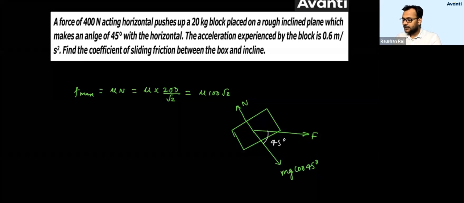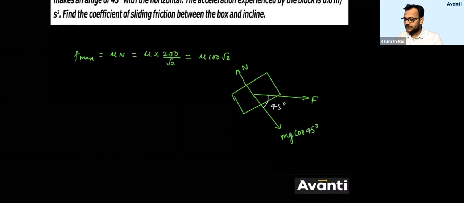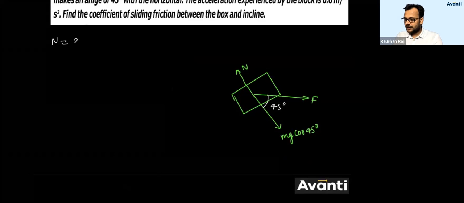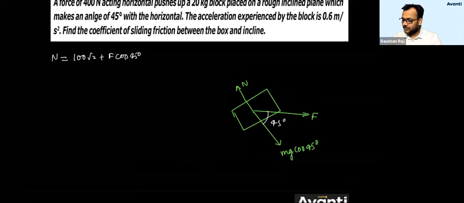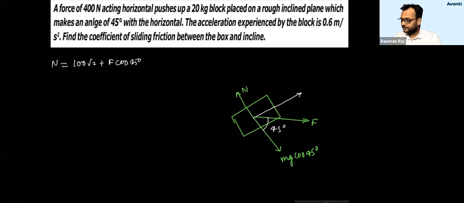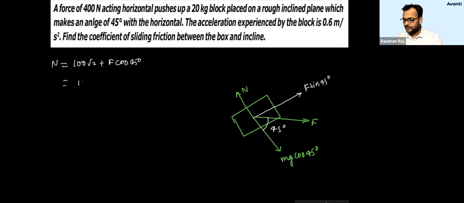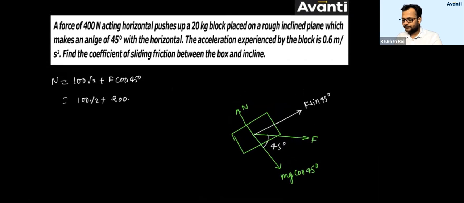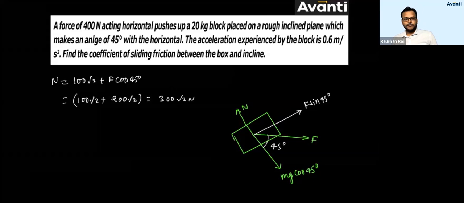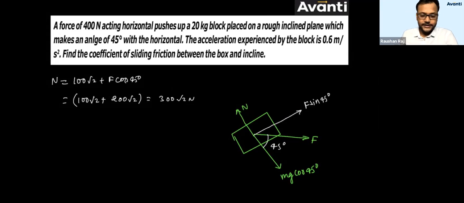No problem. So now I would write that the normal reaction N will be equal to 100 root 2 plus F cos 45. One component of this comes in this direction. Put the value: 100 root 2 plus F, which is 400, gives 200 root 2. So the normal reaction is 300 root 2. All right, let's move ahead.